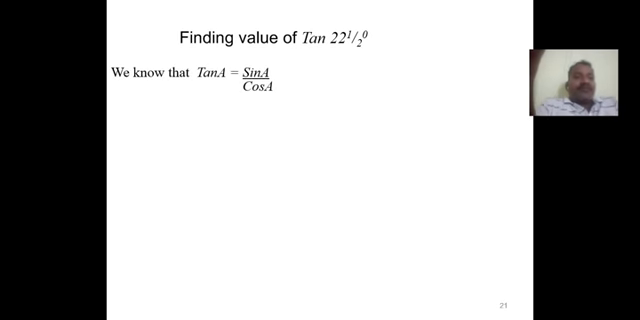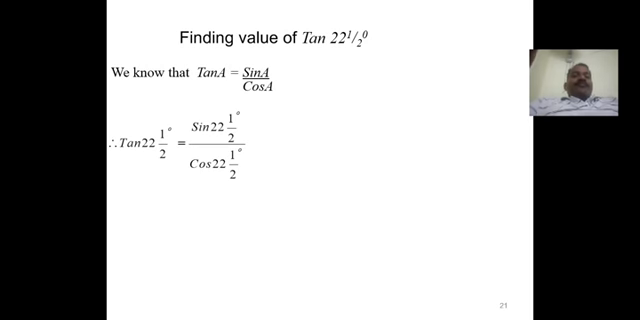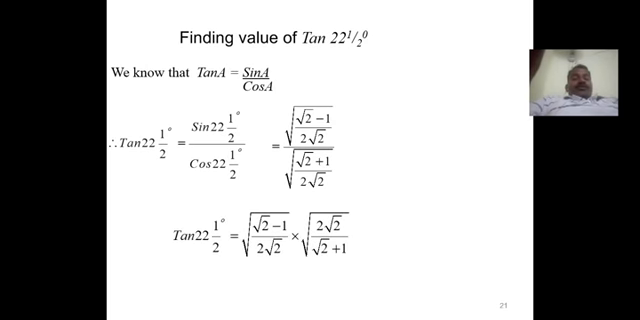So now for finding tan 22 and a half: tan A is equal to sin A by cos A. So tan 22 and a half is sin 22 and a half by cos 22 and a half, that is square root of (root 2 minus 1) by 2 root 2, by square root of (root 2 plus 1) by 2 root 2. Here the LCM denominator you can cancel, or the denominator fraction will get reversed. So tan 22 and a half equals square root of (root 2 minus 1) by 2 root 2, into 2 root 2 by (root 2 plus 1).